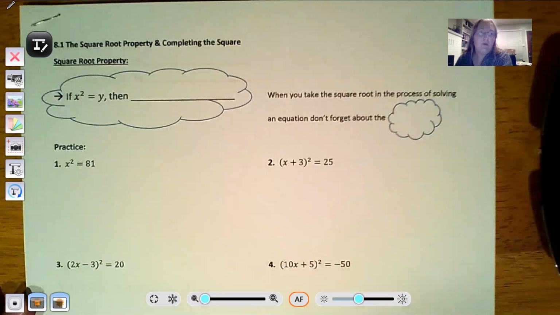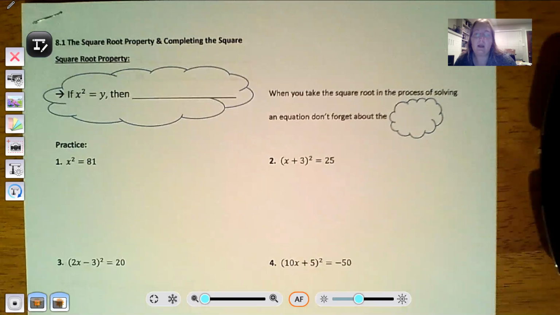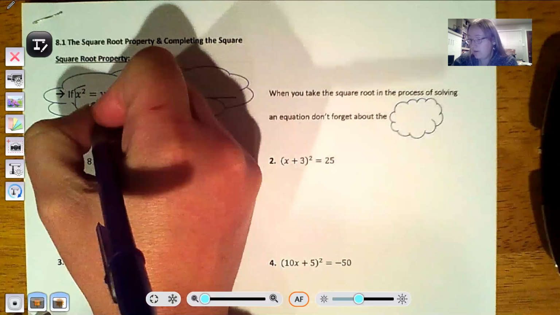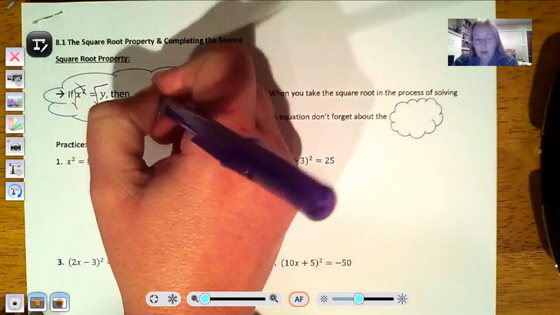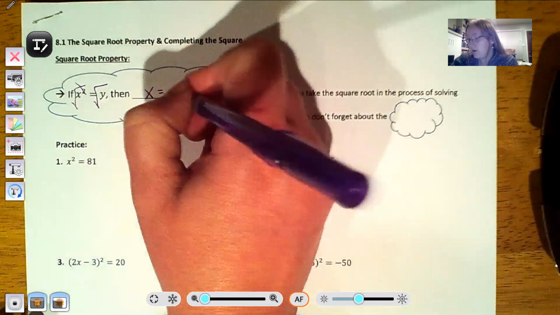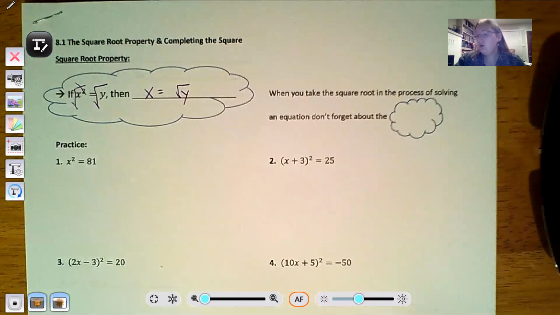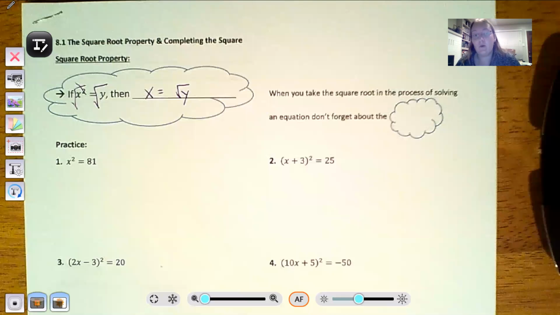All right, so 8.1 is on the square root property and completing the square. Kind of like we were doing with the square roots and solving, we were squaring. Here, if we have something squared, we can take the square root to get rid of the square. And so in this case, x would equal the square root of y. However, there's actually two things that when you square it will equal something.